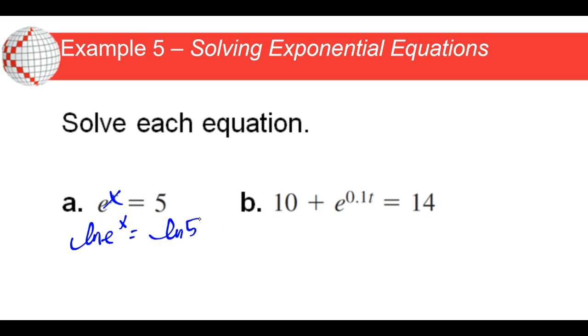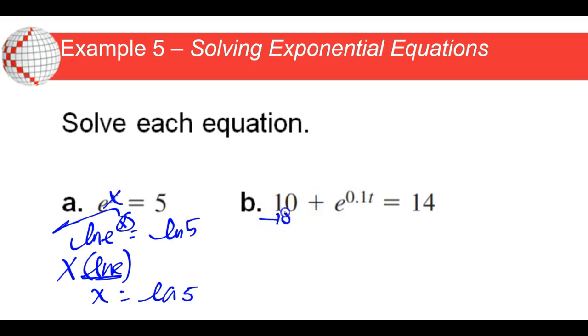Remember, you can do whatever you want to an equation along both sides. Let's use the dump down method. That's x ln e, and hopefully you know by now the ln of e is just 1. And so this answer is the natural log 5. So isolate it means get it by itself.